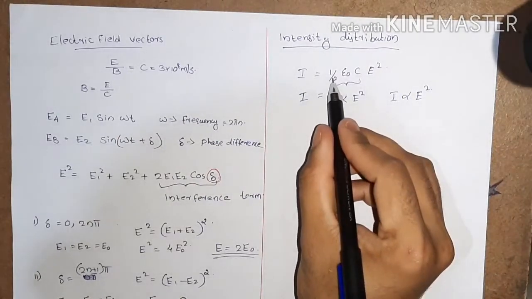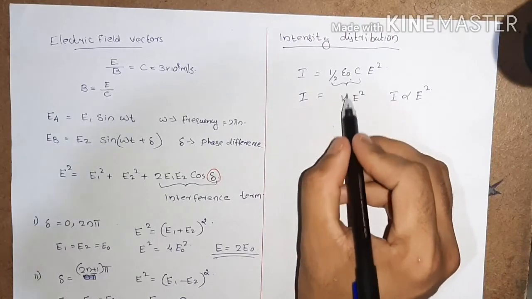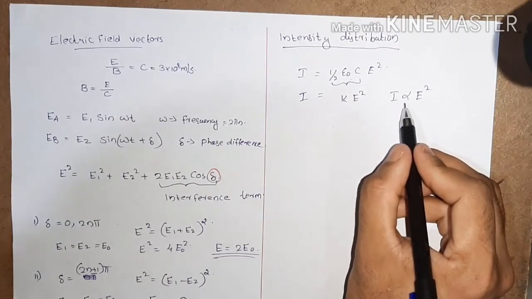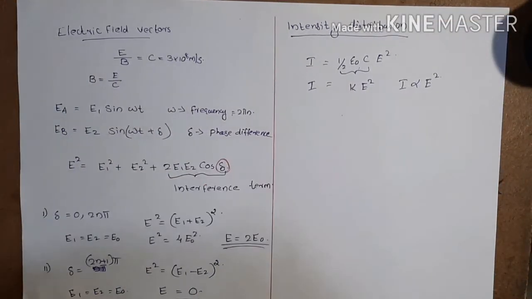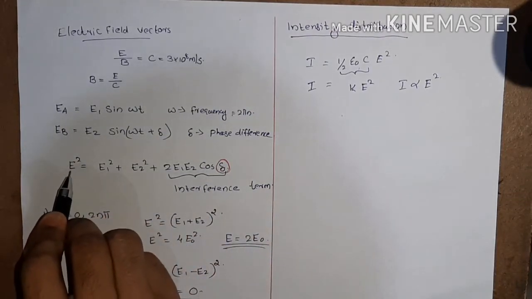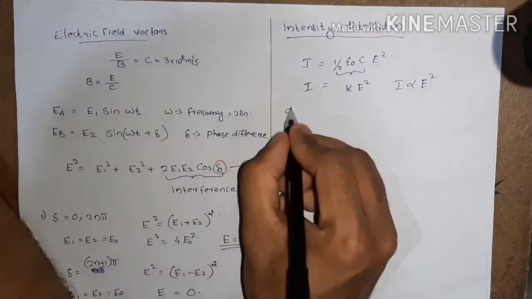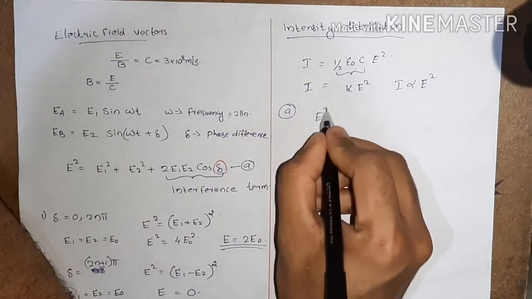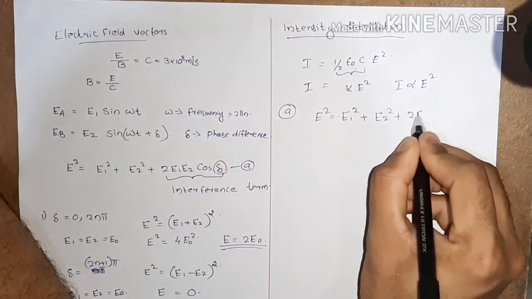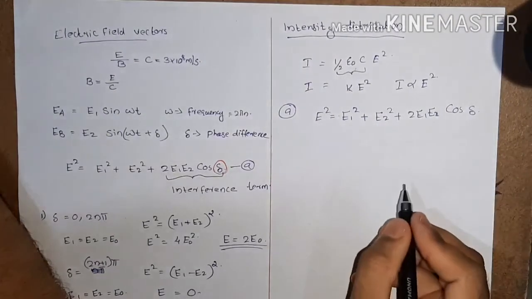Here, the half is a constant, epsilon 0 is a constant, and c is also a constant. So this term is some constant into E square. So the intensity of any light wave is proportional to the square of the amplitude. Using this condition, we know the resultant intensity of any electromagnetic wave after superposition is given by equation A. I am rewriting equation A as E square equals E1 square plus E2 square plus 2 E1 E2 cos delta.